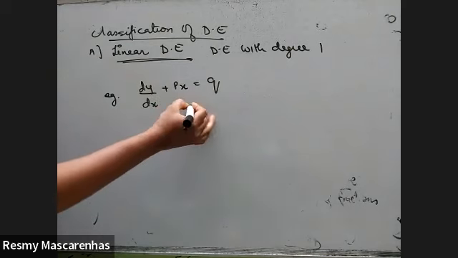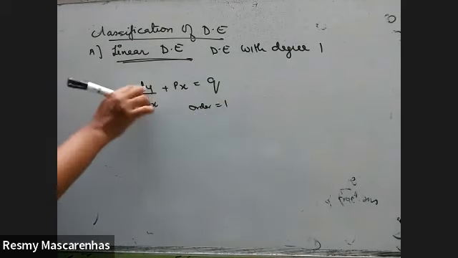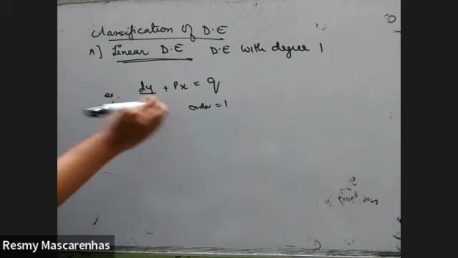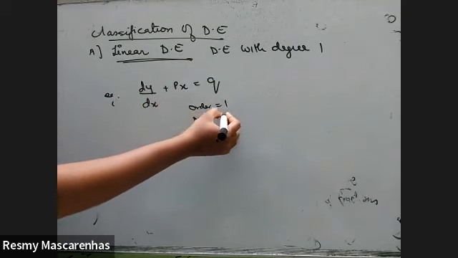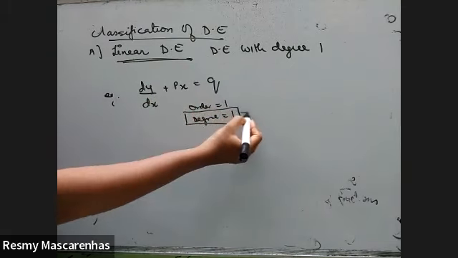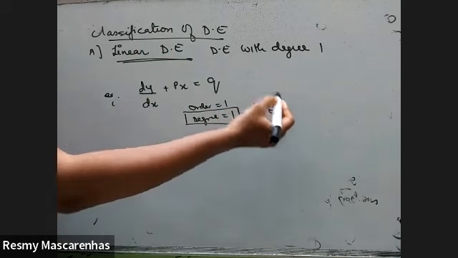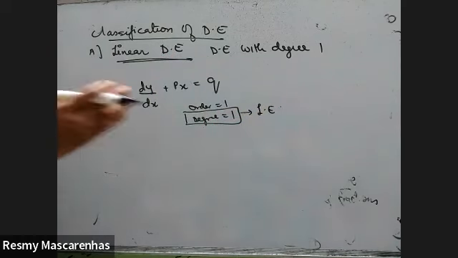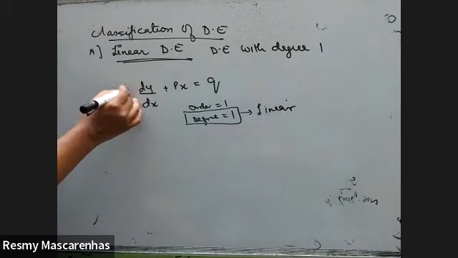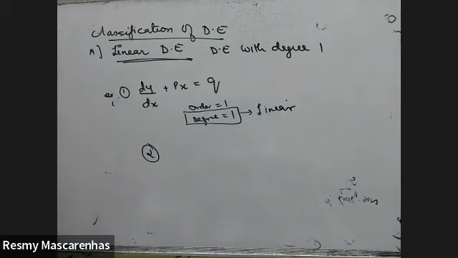We'll see what is the order. Order is 1, because the maximum times it is differentiated is dy by dx, only one time, and degree is 1. So our aim is this. So degree is 1 means it is a linear equation. This is the second example.